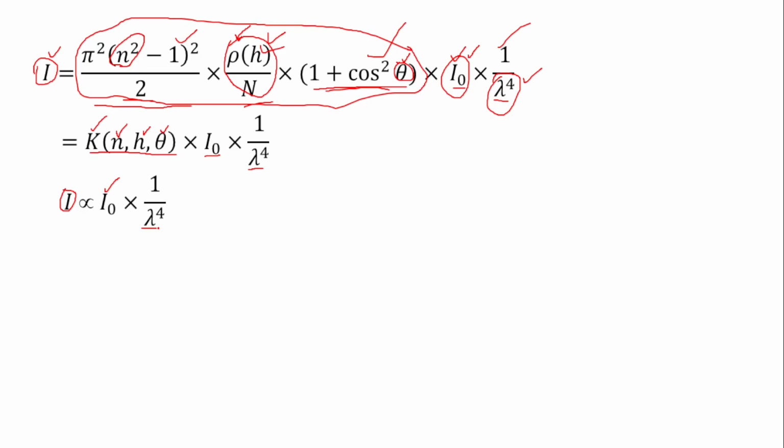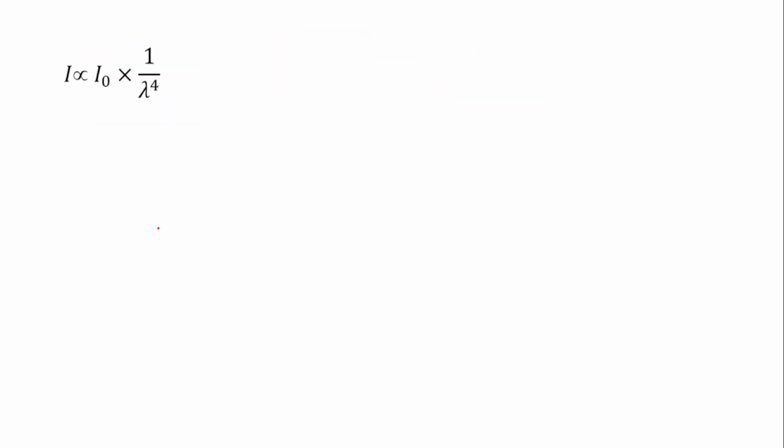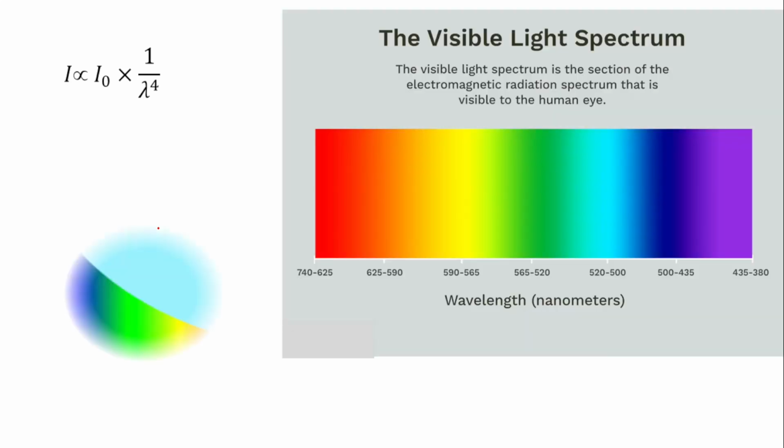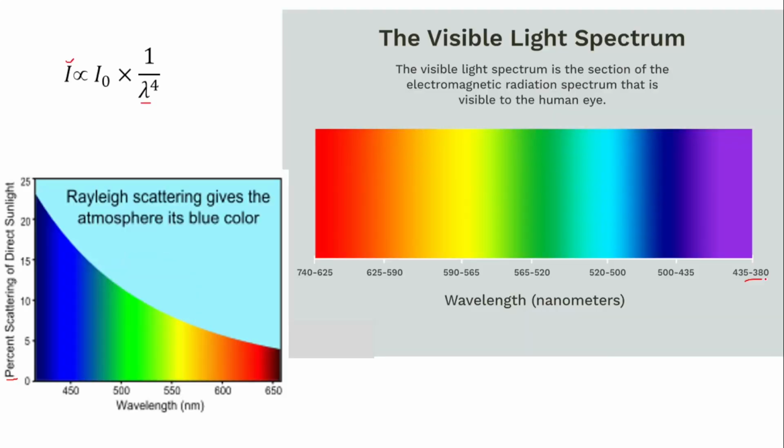So now I want to further analyze this by removing this formula. We understood this, and I take this thing to this position, and now I again show the visible spectrum and the percent intensity of Rayleigh scattering.